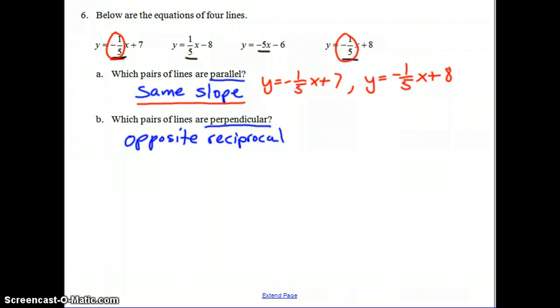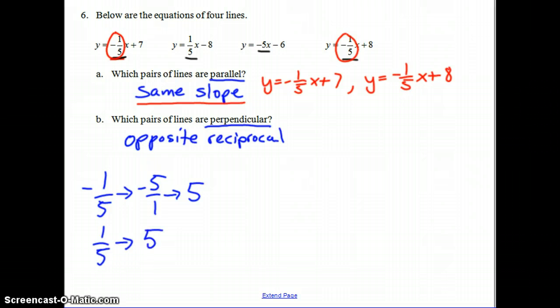Which are opposite reciprocals, which are perpendicular? Well, we have negative 1/5. The opposite reciprocal of that would be 5. We don't have a slope of 5. Okay, but if we take 1/5 and do the reciprocal and then make it opposite, we get negative 5. So these two here are perpendicular.